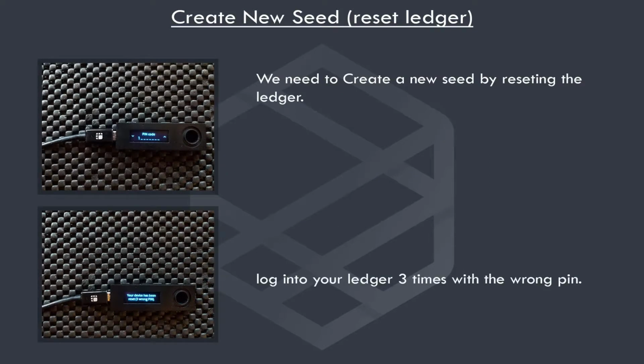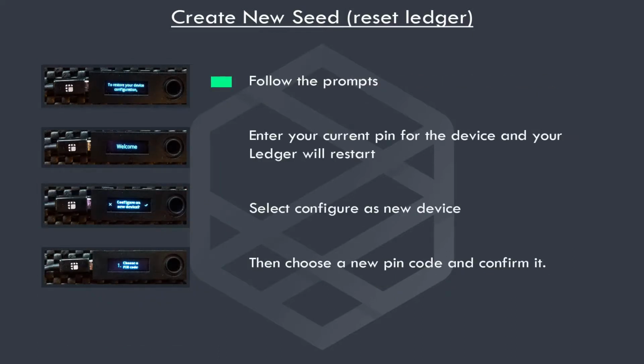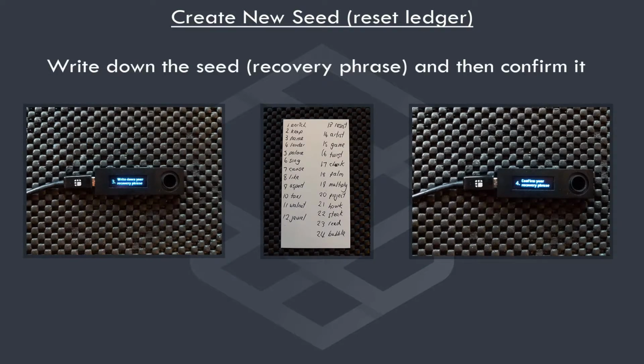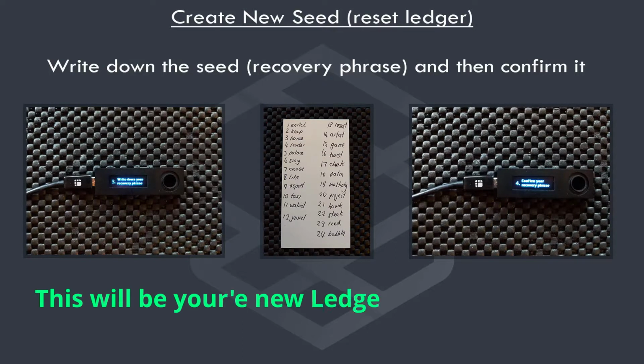First, we need to initiate the reset. So log into your Ledger 3 times with the incorrect PIN code. Next, follow the prompts. You'll be asked to input your current PIN code. This will then restart the Ledger. Make sure to select Configure as New Device. Then choose a new PIN code and confirm it. Continue to follow the prompts. You will need to write down, then confirm the new seed. This will be your new Ledger seed for all of your current assets.